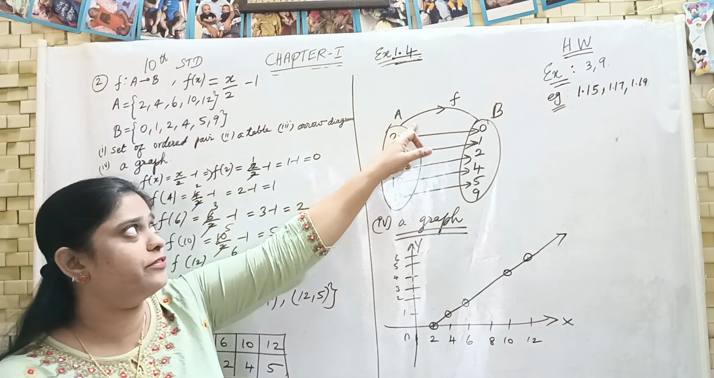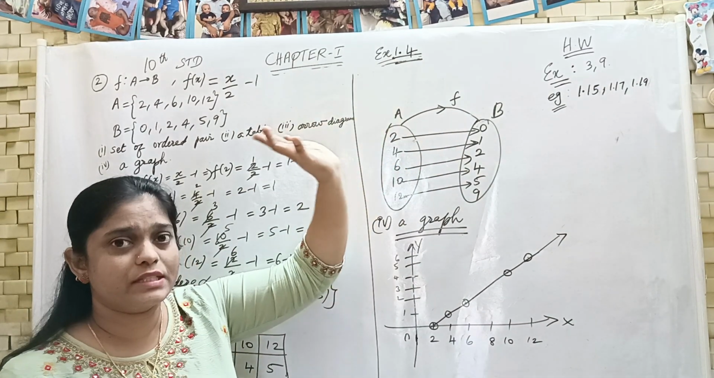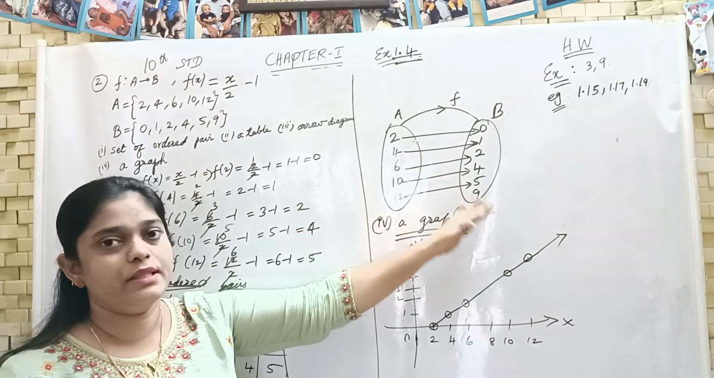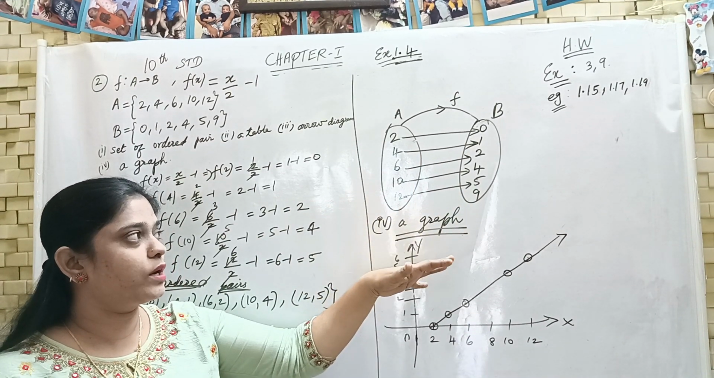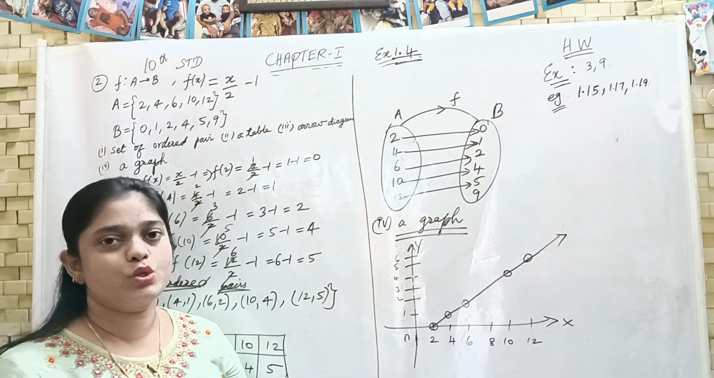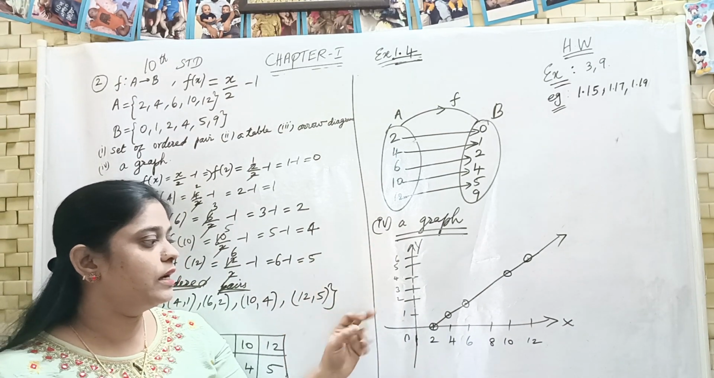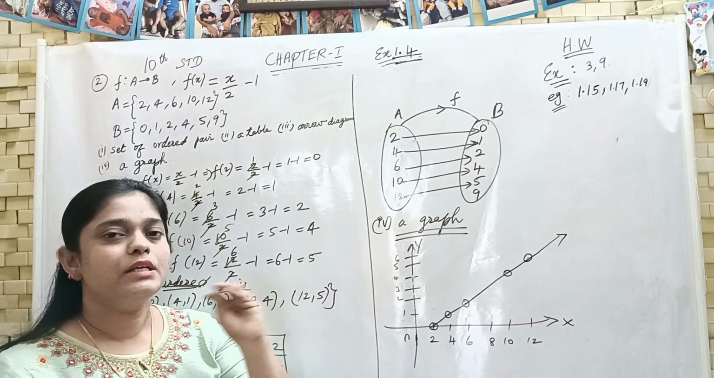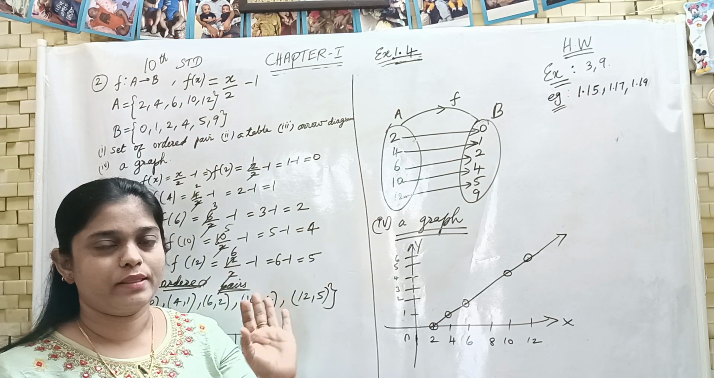Here the function f, domain, codomain. First a always, next the b, that is the codomain. So maintain that order and then map all the individual elements. And then the graph. Graph means usually we know that. So plot the points as they are and just join, that is the graph.